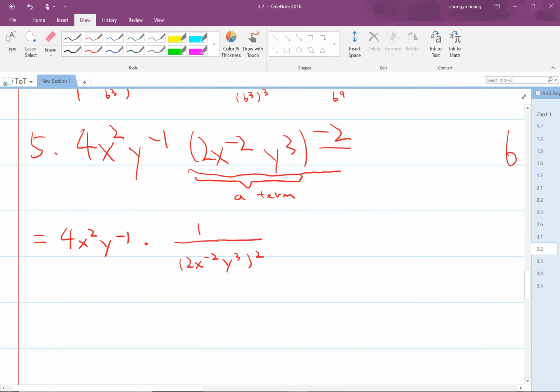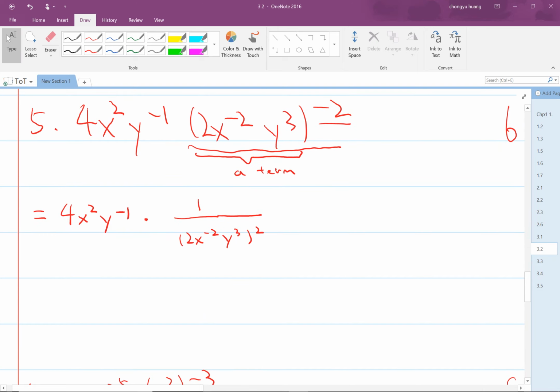Okay, so after that we have to simplify a little more, right? So what you basically do over here is you move 4x squared, y to the negative 1 to the top. And then you need to do a little simplification on the denominator. On the denominator, we have bracket 2x to the negative 2, y to the power 3, to the power 2.